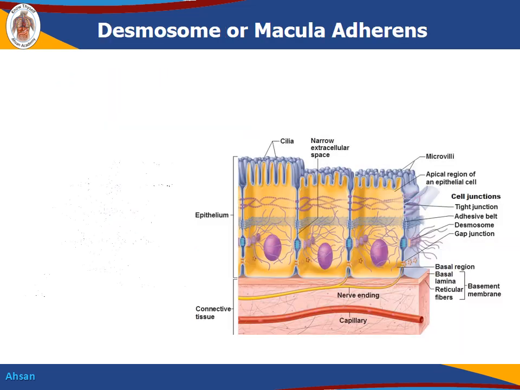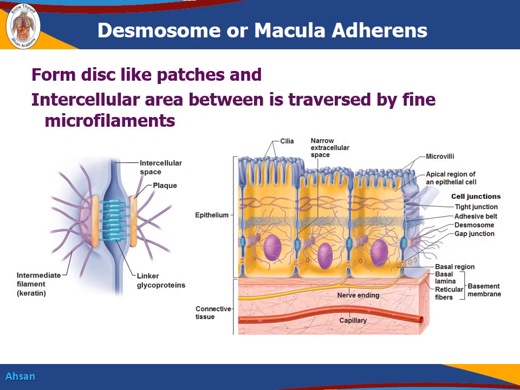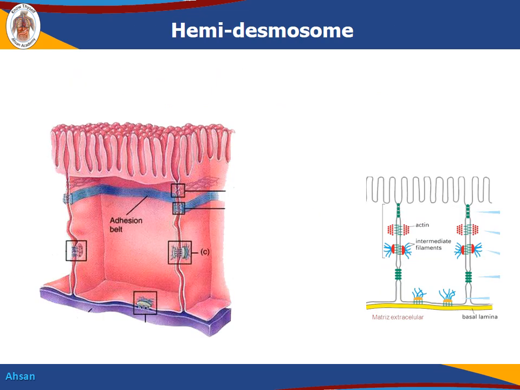Desmosome, or macula adherens. This is patchy, very close to the adhesive junction. A dense plaque is formed on the membrane side, and the intercellular area between these cell membranes is a bit dilated and filled up with protein molecules as before, and the anchoring filament crosses these areas. These are patches of very strong adhesion. These patches are known as desmosomes.